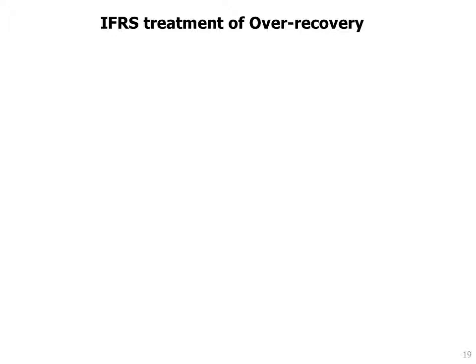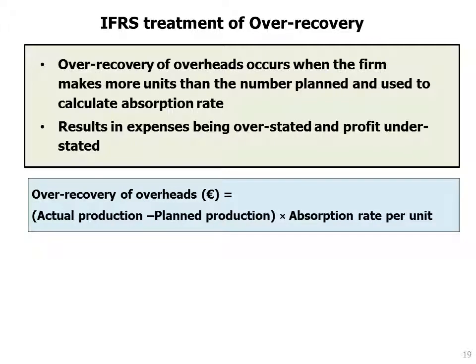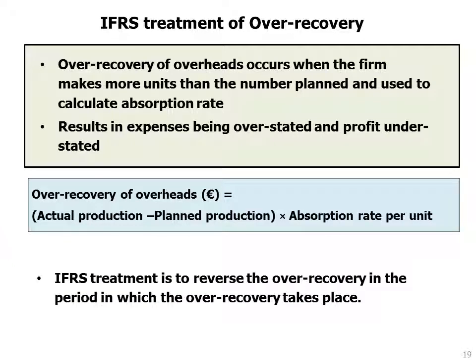How does IFRS treat it? First of all, an over-recovery of overhead occurs when the firm makes more units than the number it planned and used to calculate the absorption rate. And this results in expenses being overstated and profits understated. So we can calculate the over-recovery of overheads in monetary terms as the actual production in units minus the planned production in units, times the absorption rate per unit. And the IFRS treatment is to reverse this over-recovery in the period in which the over-recovery takes place.